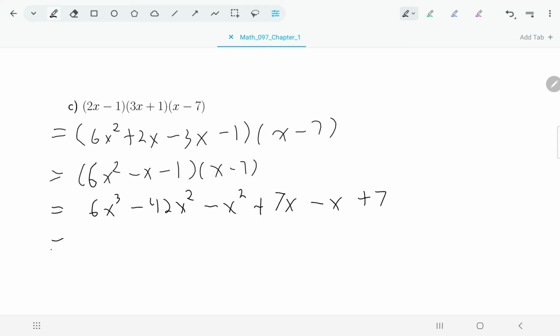And then last thing for me to do is just to combine the terms with the same powers of x. So 6x cubed is my cube term. For x squared, I have minus 42x squared minus 1 more, so minus 43x squared. For the x's, I've got 7x minus an x, which is 6x. And then for the constant term, I've only got that positive 7.